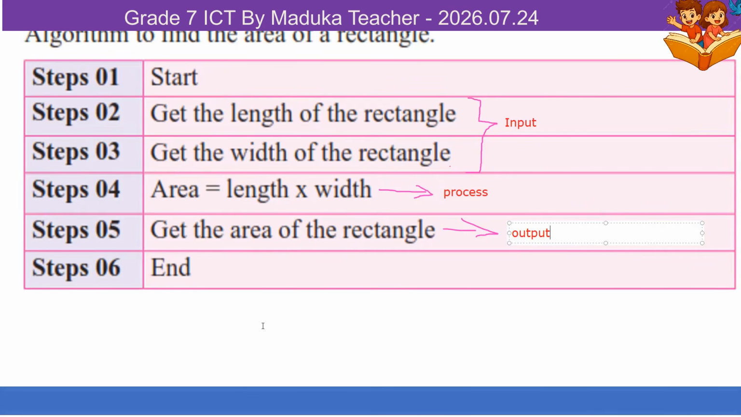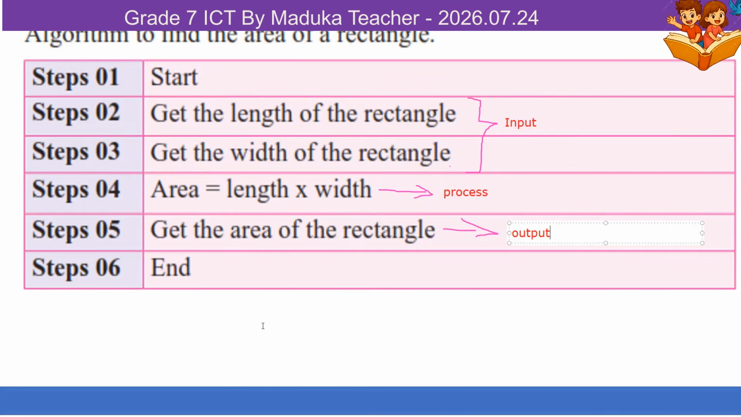Have you finished it? No, teacher. You have to do it as homework, right? Write down an algorithm to find the perimeter of the rectangle.